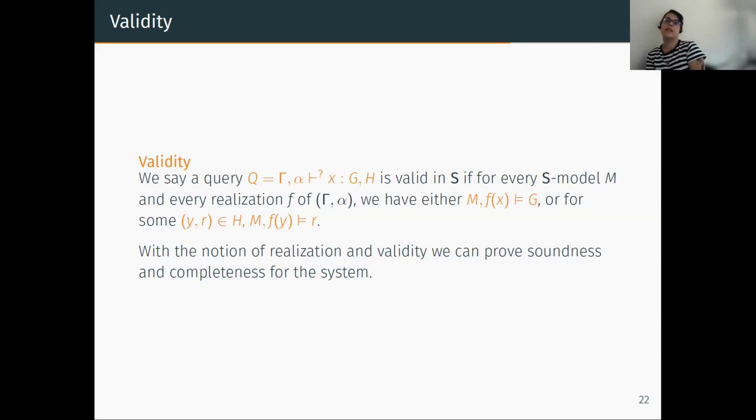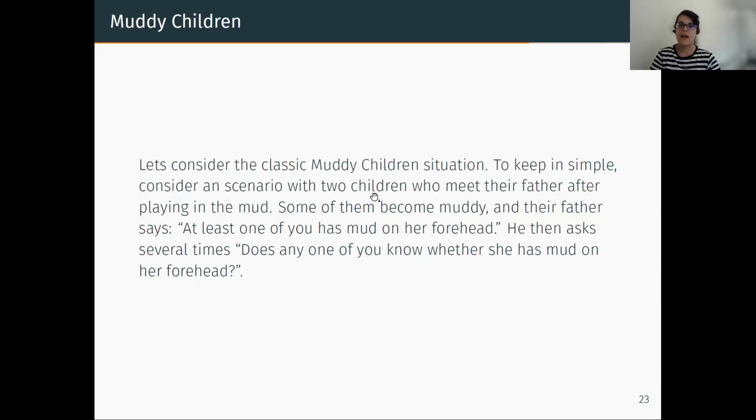So now I was thinking about how to apply this to a context that is relevant for dealing with epistemic modal logic in a multi-agent setting. So I thought about a classic epistemic example, which is the muddy children case. So let's think about how we apply this proof system to a muddy children case. So what is the classic muddy children situation? I'm going to keep it simple.